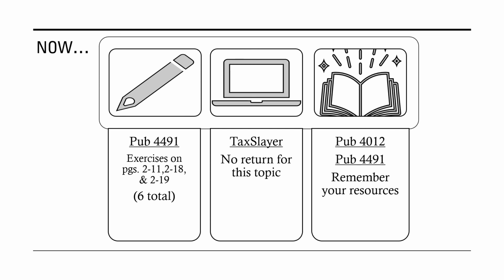And then, as always, we have our publications 4012 and 4491 that are available to use on site when you run across this. It doesn't happen a whole lot, but it is a possible situation that you could run into. And publication 4012 is very helpful. It shows you where to input things into TaxSlayer. And publication 4491, again, if you need to kind of recap the rules and the scope issues around this topic.